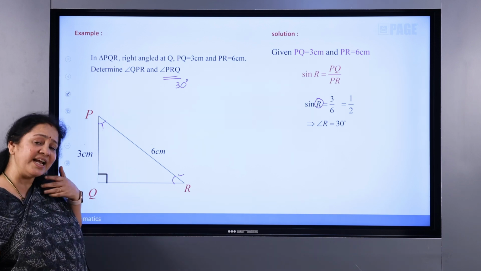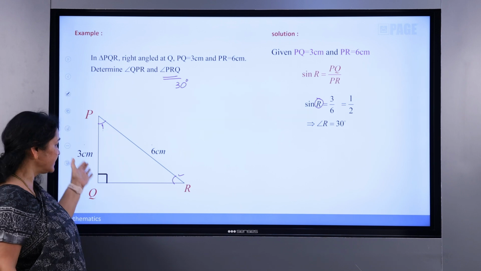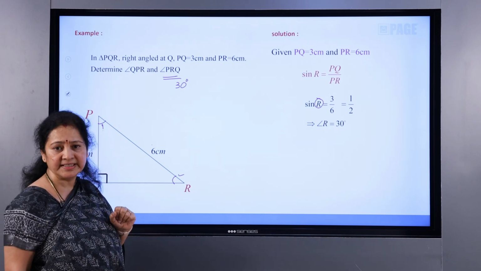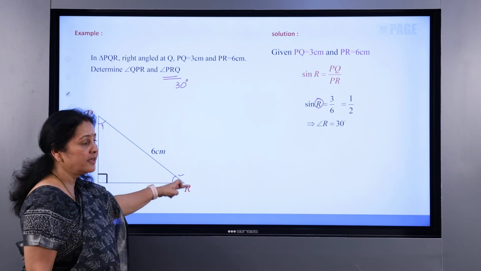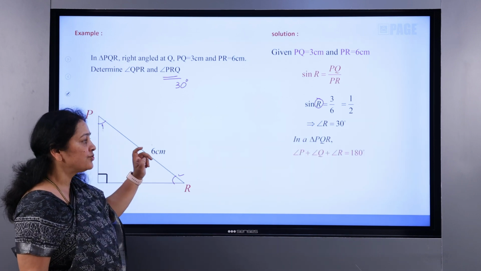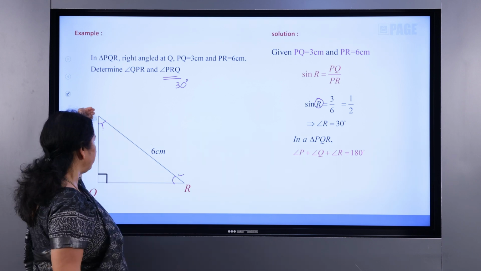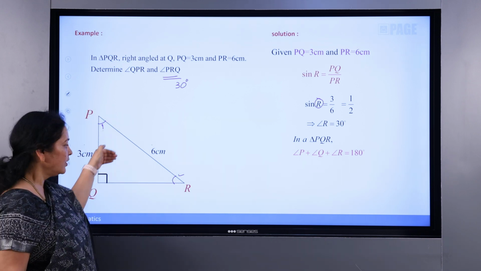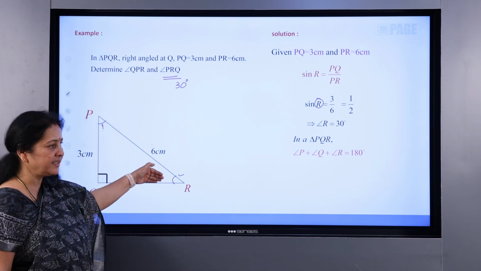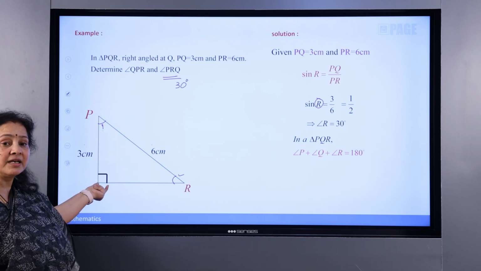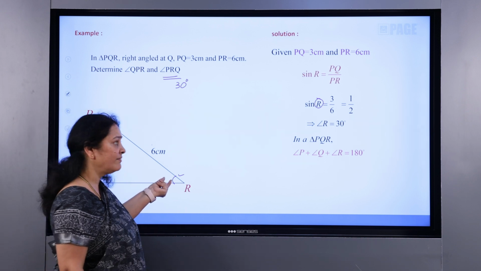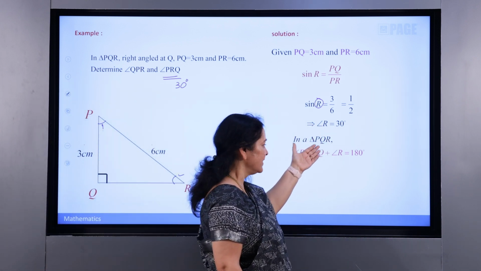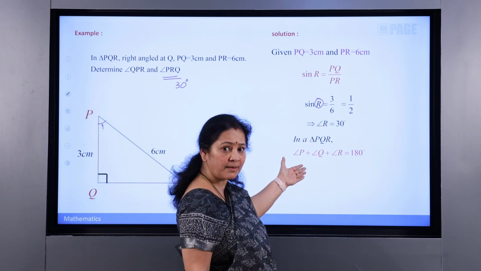We know that in any triangle the sum of the angles is going to be 180 degrees. So here the triangle is PQR. So I can say that in a triangle PQR, angle P plus angle Q plus angle R is 180 degrees. We already know that angle Q is right angle, is 90 degrees. Angle R we just found out, that is 30 degrees. Just substitute it here. So what does it come up to?